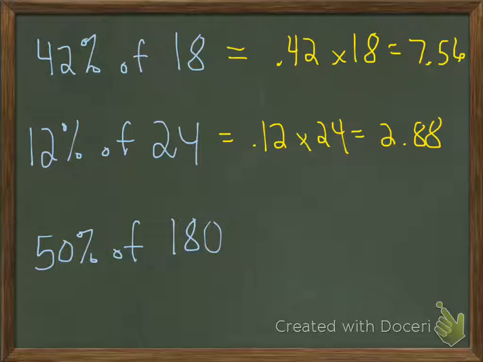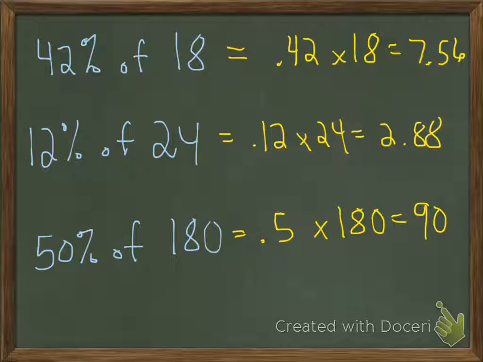Okay, the last one, 50% of 180. Well, that's one of the common percentages that we did, but we could also do it this method. 0.50, it's the same as 0.5, because you can just drop that 0, it's no big deal. And you would get 90, so 90 is 50% of 180.